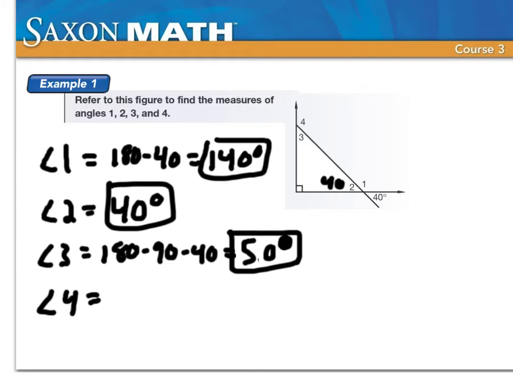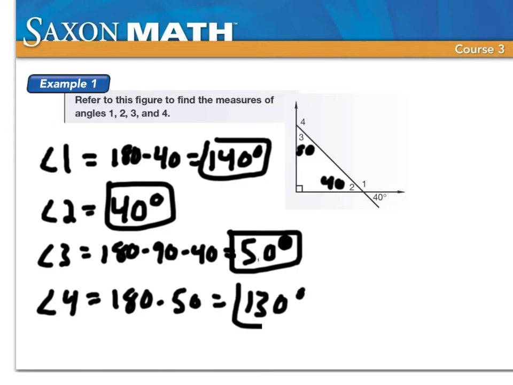Well, if we know angle 3 is 50, we can figure out angle 4 because they are adjacent angles again. And adjacent angles, ones next to each other, have to add up to 180 degrees. So it's going to be 180 minus the 50 that we had for angle 3. And that's 130 degrees. Again, we got that from using all of our congruent angle relationships that we just discovered.